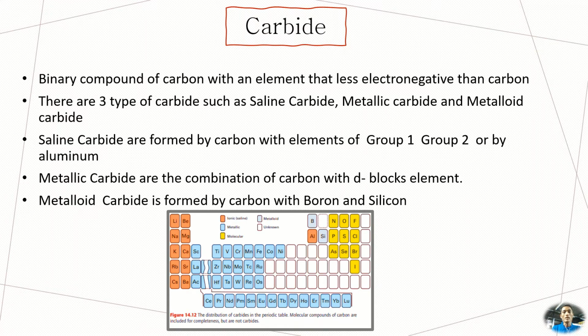Saline carbides are formed by carbon with an element of group 1 alkali metal, group 2 alkaline earth metal, or by aluminum. Metallic carbides are the combination of carbon with d-block elements. D-block elements are also known as transition elements. Metalloid carbide is formed by carbon with boron and silicon.